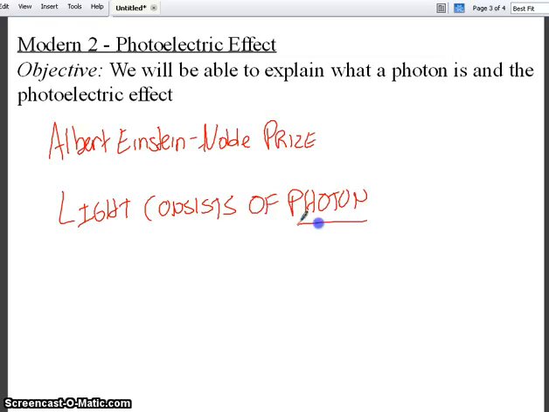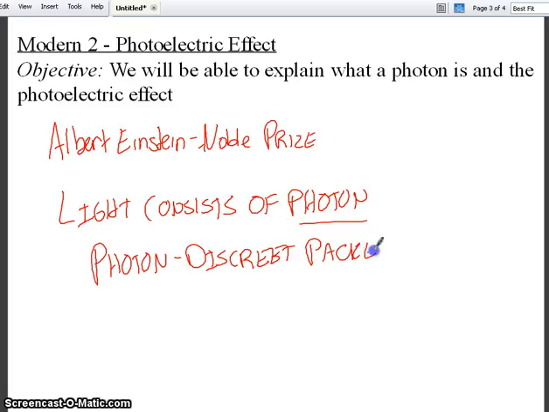Okay, so what is a photon? A photon is a discrete packet of energy. Light consists of small packets of energy.